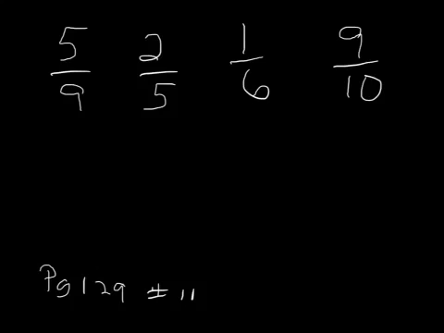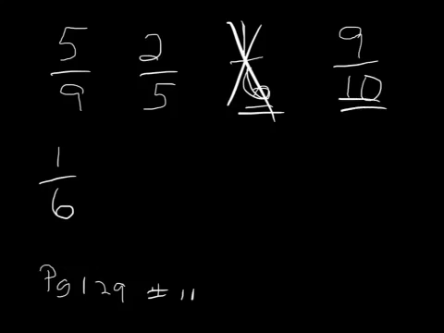Our fractions are 5/9ths, 2/5ths, 1/6th, and 9/10ths. None of them are exactly a half. Do we have any that are obviously really small? This one jumps out at me. We only have 1 piece and there's 6. That's a fairly small fraction. I'm going to guess that that's going to be my smallest fraction. Do we have any that are obviously very large? Well, this one jumps out at me, 9/10ths. We're only 1 unit away from being a whole. So I'm going to put that one in my largest slot.